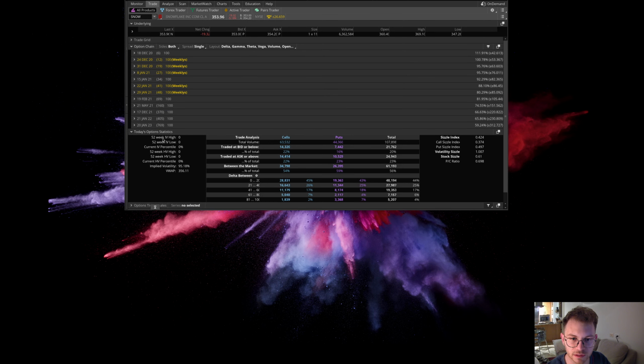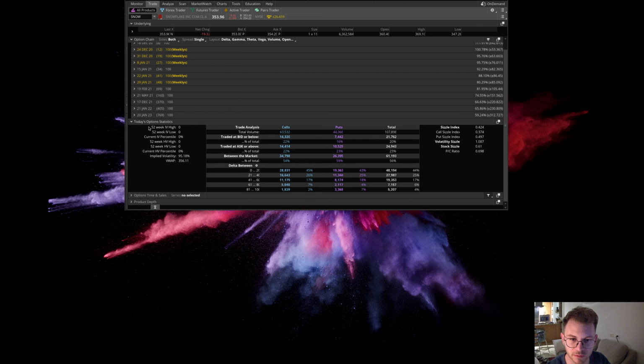Next we move into this today's options statistics. This is all pretty useful information. So this just talks about volatilities. IV is implied volatility. HV is historical volatility. So you can come in here and compare the IV high and low to the HV high and low, and just some really useful stuff about implied volatility there.